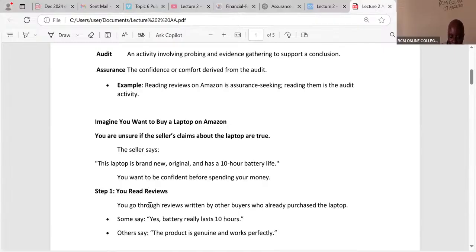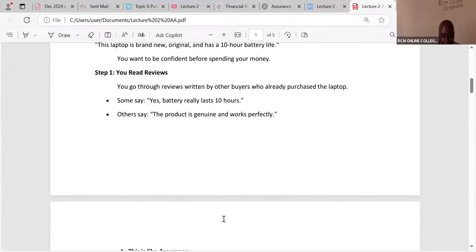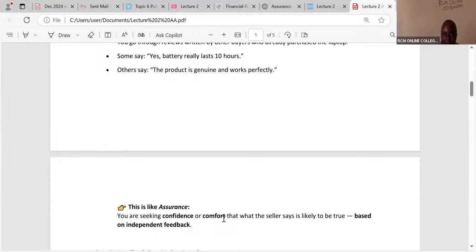You go to the reviews, you go through reviews written by other buyers who already purchased the laptop. Some say, yes, the battery really lasts 10 hours. Happy customers. Others say the product is genuine and works perfectly. So this is like an assurance. I'm now being assured, I'm getting comfort from many people giving testimonies. You are seeking confidence that what the seller says is likely to be true, based on independent feedback.